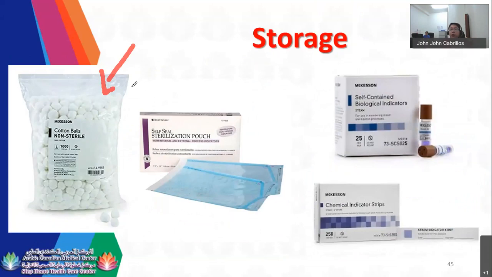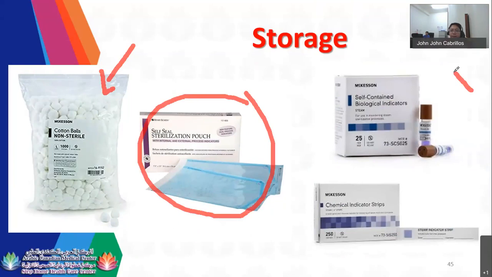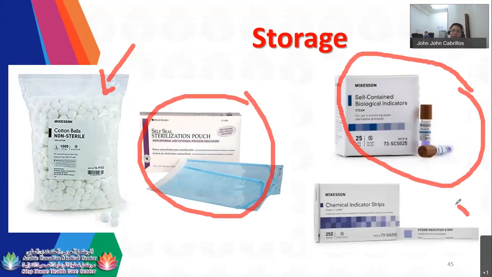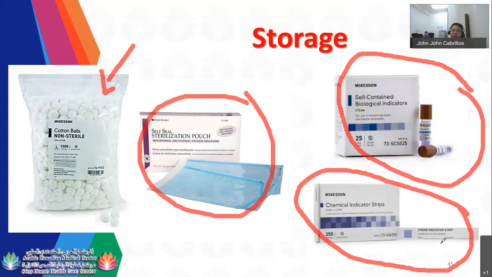These items are considered clean. These boxes are considered clean, and the contents are considered clean. This box is considered clean, and your chemical indicator strip is considered clean. So you cannot mix the other one, the previous one I showed you, with this one. Okay, you will mix clean with clean instruments or clean consumables. Well, you need to mix sterile with sterile.